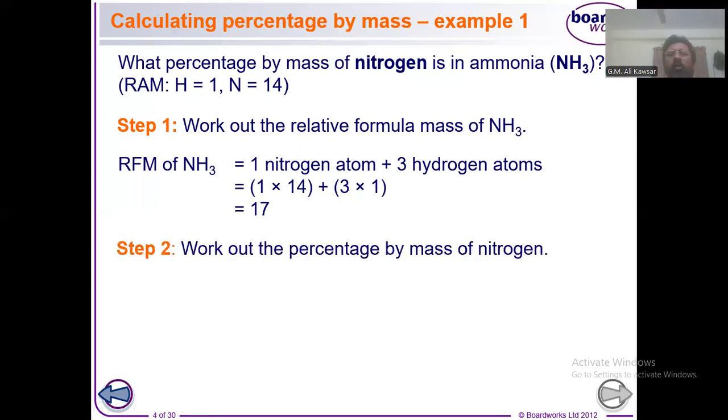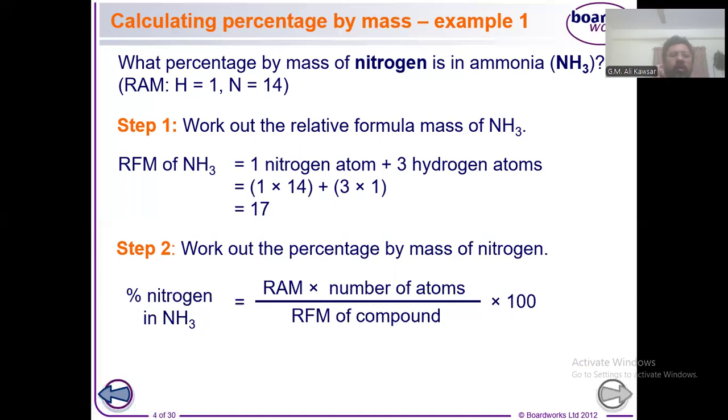Then how can we find out the percentage of nitrogen and hydrogen in ammonia? Well, in this case, we can use this formula. We have to remember the formula. We put the relative atomic mass at the top, at the numerator, and multiply it by the number of atoms of nitrogen present, divided by the relative formula mass of ammonia. So using this formula, we will get the percentage amount of nitrogen here, which is 82%.